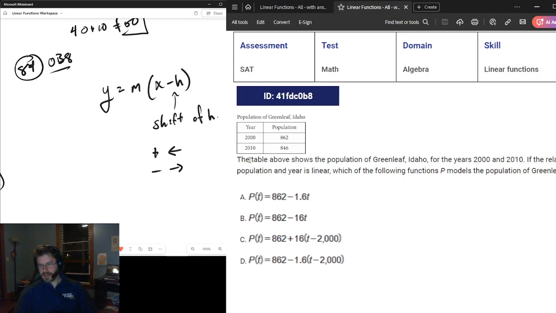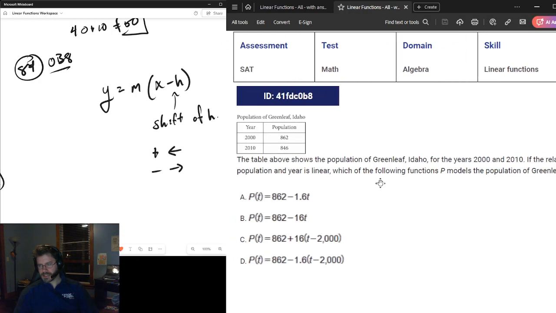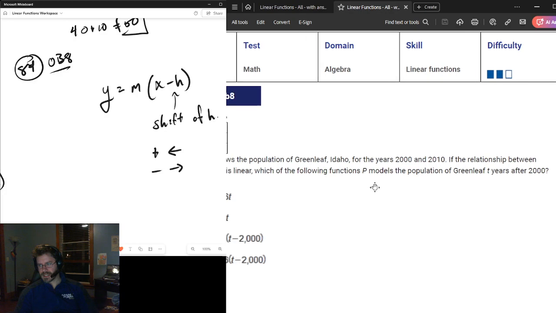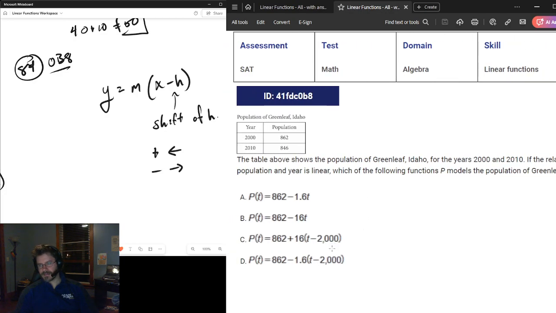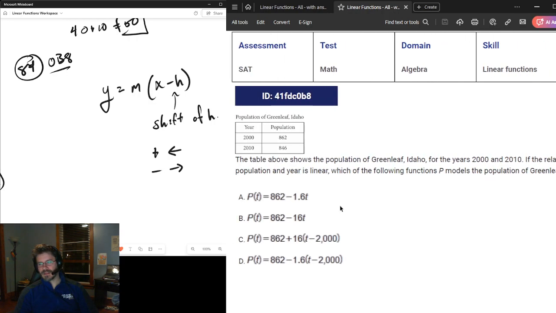Okay, so the table above shows the population of Greenleaf, Idaho, 2000, 2010. Population was a linear function of the number of years after 2000. So the 2000 here, the minus 2000, is a bit of a distraction, I think. We're looking for the number of years after the year 2000. So we should understand that the year 2000 is our y-intercept. So this 862 takes care of that. So C and D should be eliminated.